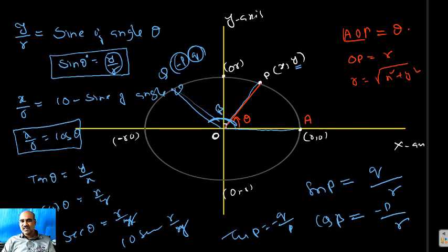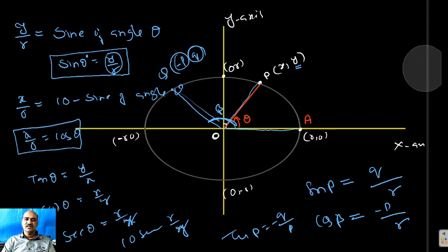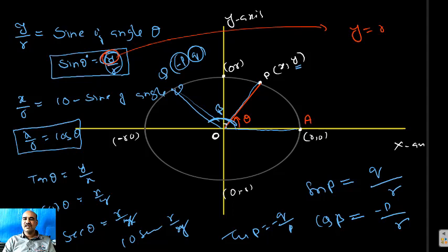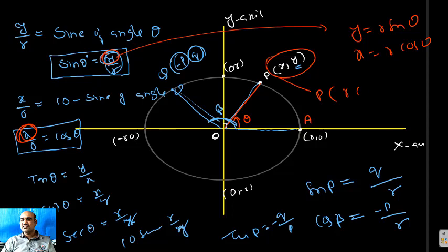What is the radius of the circle here? The radius of the circle is r. If the radius of the circle is 1 unit, what happens to the trigonometrical ratios? Or do one thing, students. Sin theta means y by r. Make y the subject: y equals r sin theta. Make x the subject: x equals r cos theta. So instead of this P, what I can write is P of r cos theta comma r sin theta.